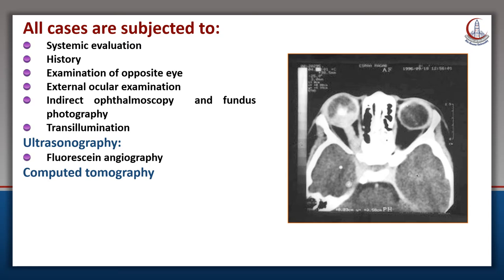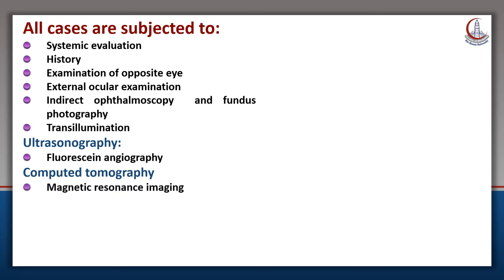Fluorescein angiography is not a must. Computed tomography is also used for detection of calcium, for extracranial spread, optic nerve involvement, brain lesion. It can be mentioned that we don't like to expose the child multiple times to X-ray radiation, so we can use magnetic resonance imaging instead.